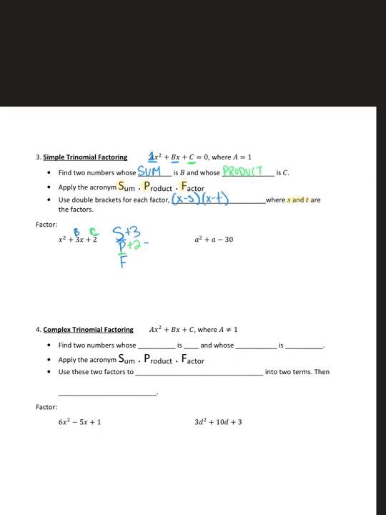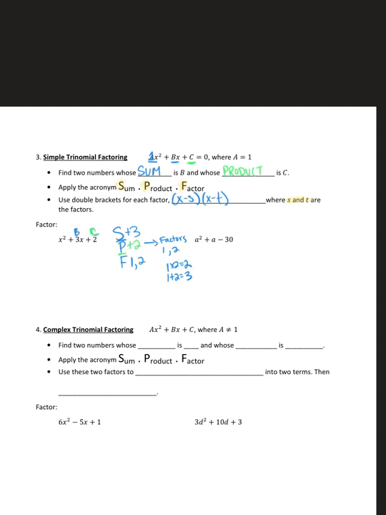So we have to figure out two numbers that satisfy that. So I have to think about my factors of 2 and see if I can make any of those add to 3. Well, the only factors of 2 are 1 and 2. And if I think about that, 1 times 2 equals 2. And I need those to add together and equal 3. So 1 plus 2 equals 3.